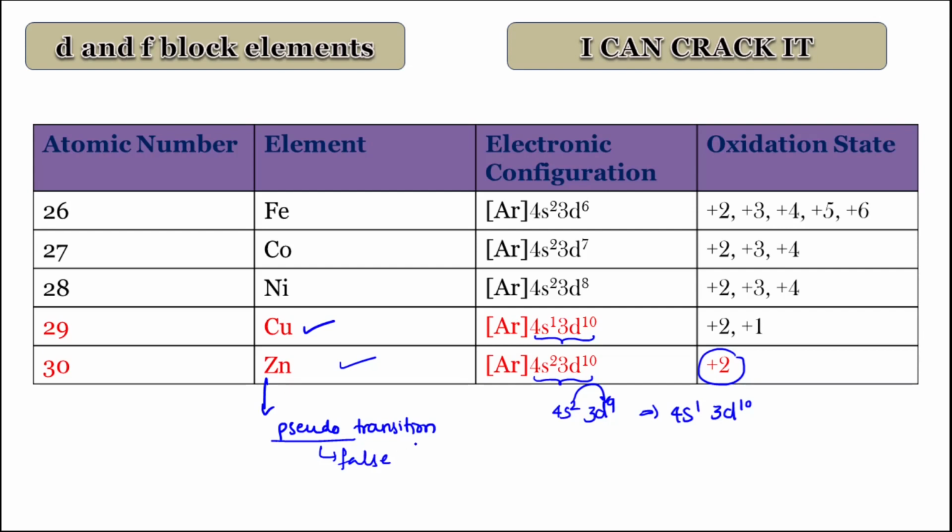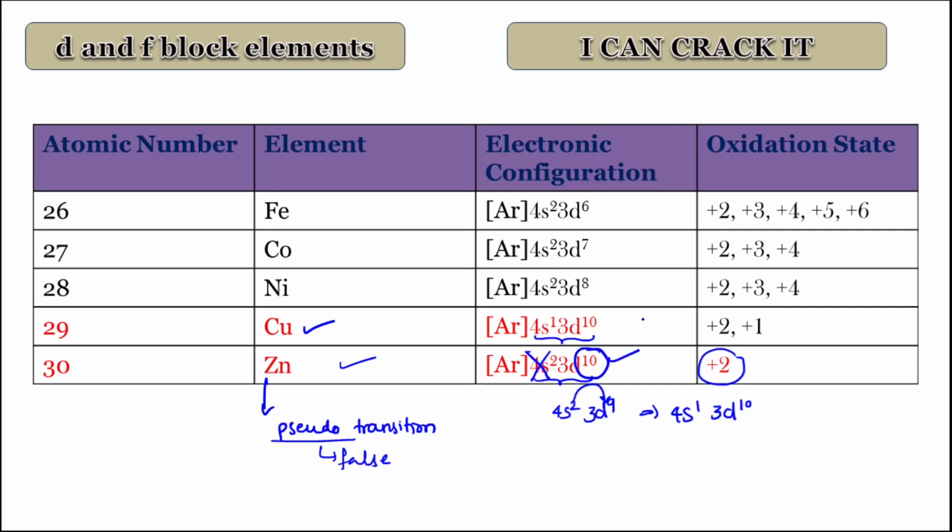Pseudo means false. Why a false transition element? That's because transition elements should have partially filled d orbitals, either in the ground state or in the common oxidation state. But here zinc has a completely filled d orbital in the ground state. If you remove 2 electrons also, it becomes 4s0 3d10, again a completely filled d orbital. It will never have partially filled d orbitals. That is why it is called a pseudo transition element.